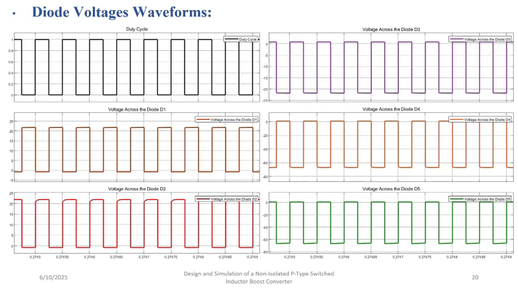These waveforms represent diode voltage waveforms. First waveform represents duty cycle. Second waveform represents voltage across diode 1. Next waveform represents the voltage across diode 2. Next waveform represents the voltage across diode 3. Next waveform represents the voltage across diode 4. And last but not least, last waveform represents the voltage across diode 5.